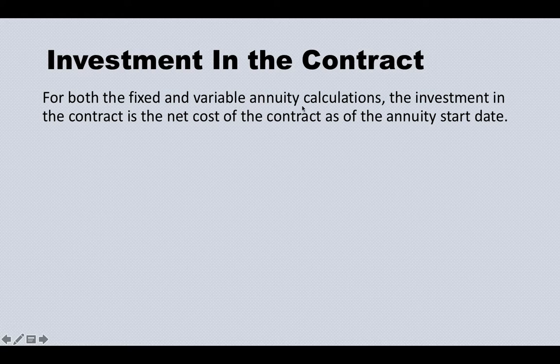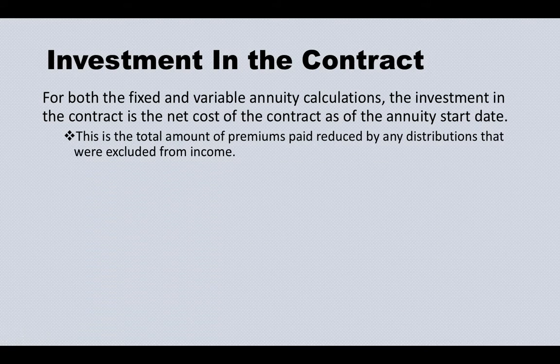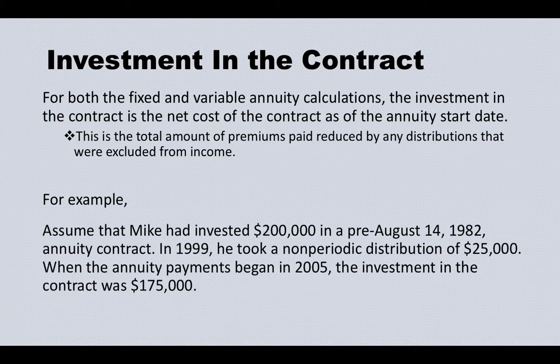For both fixed and variable annuity calculations, the investment in the contract is the net cost of the contract as of the annuity starting date. This is the total amount of the premium paid, reduced by distributions that were excluded from income. So total premium you paid minus any distribution you take. That will be the amount used to calculate your exclusion ratio, all those things, right?